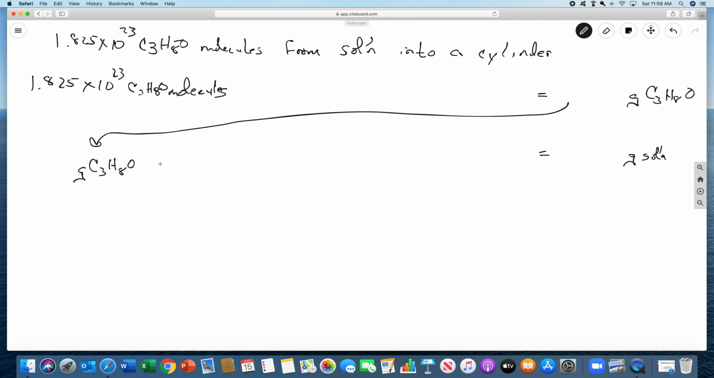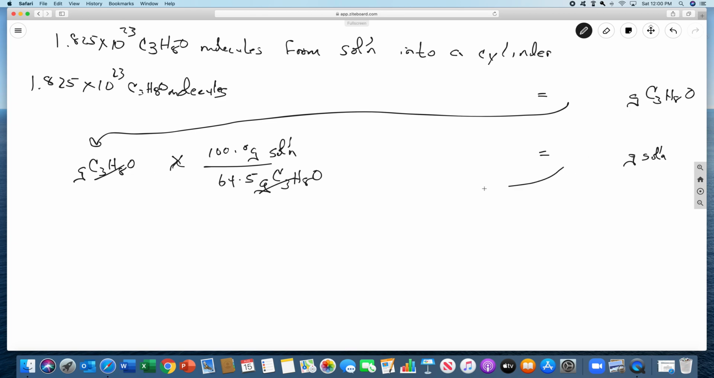Now the way to do this, I'll help you with this one. From the previous screen, we know that 100 grams of the solution is 64.5 grams of C3H8O. That's the percentage.